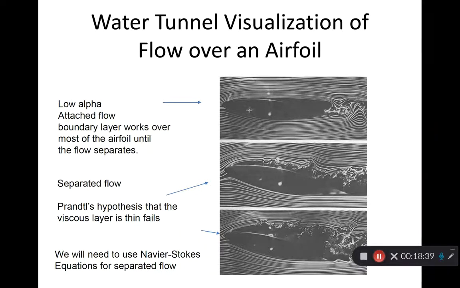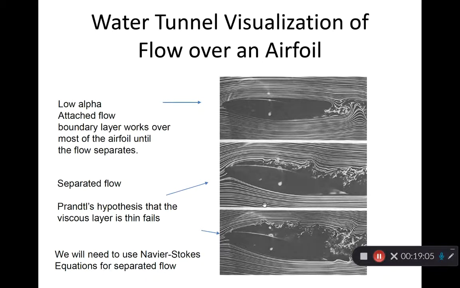On the upper surface, at low angles of attack, we have attached flow over most of the surface. That means the flow is following the surface, and you get some kind of a wake behind the body. If you increase the angle of attack, the flow gets separated more and more. If you have an even higher angle of attack, the complete flow is separated, it has stalled.